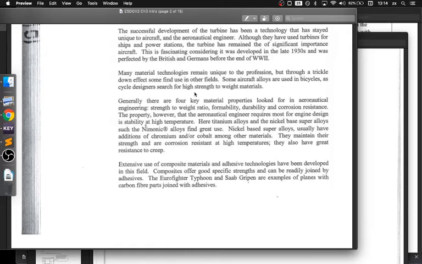Okay, so when we're talking about materials, there's four main considerations we're interested in. The strength to weight ratio, so not so much how strong it is, but how strong it is divided by its self weight. Formability, so how readily it can be made into complex shapes, durability, and corrosion resistance. Now, I would say durability and corrosion resistance are the same thing, but I guess in terms of durability they're looking at things like fatigue resistance, whereas with corrosion resistance we really want to avoid corrosion.